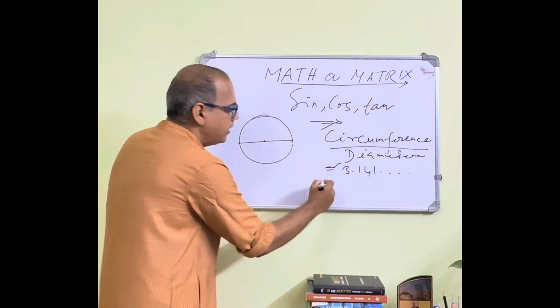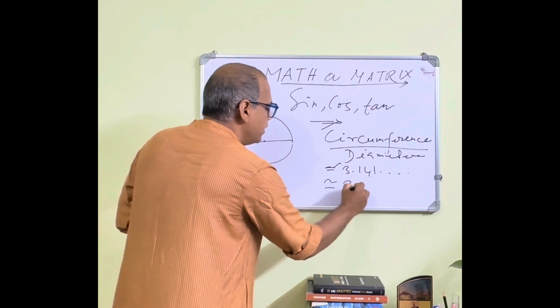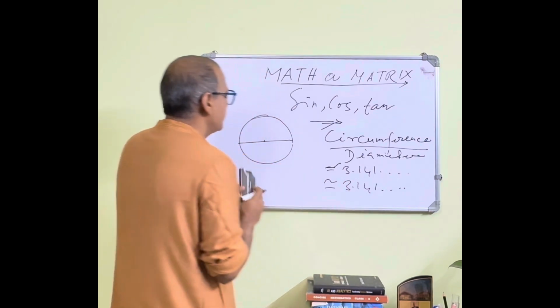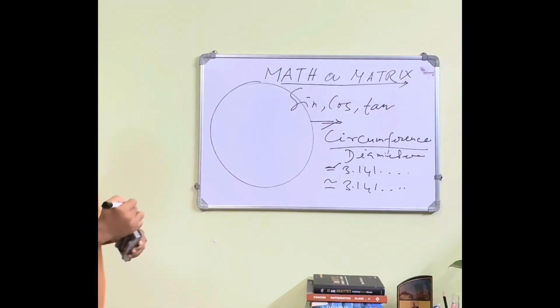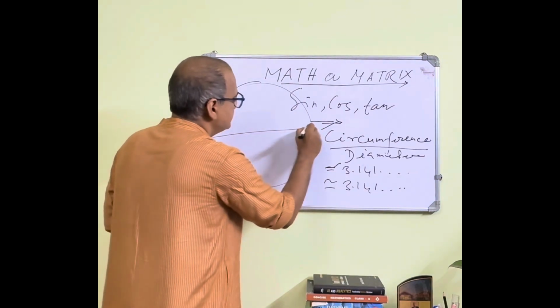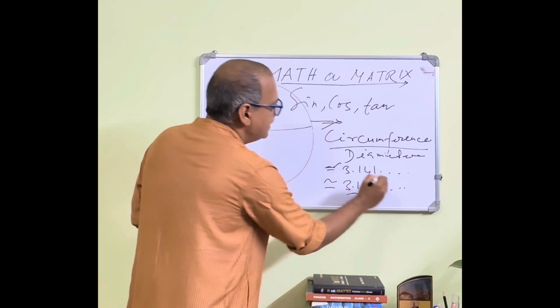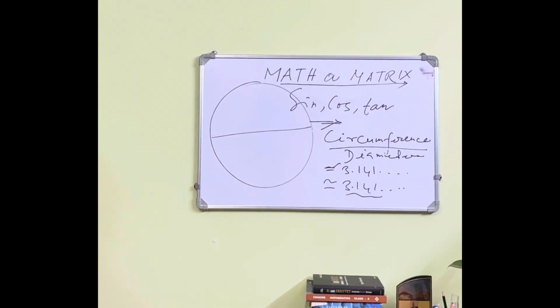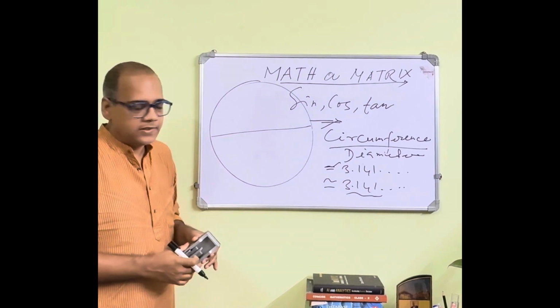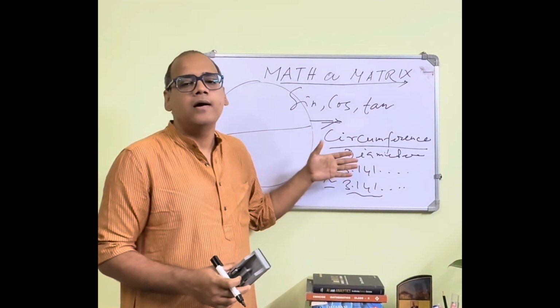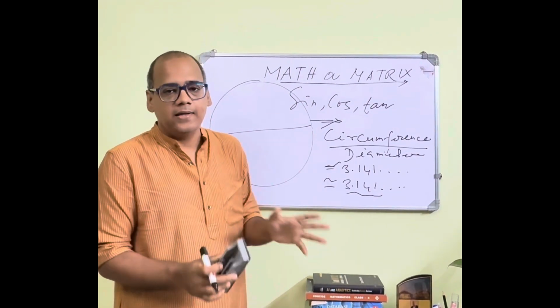Now, if you make a bit smaller one and repeat this, you'll again get 3.141. If you take an even bigger one and repeat this, you will get exactly this one. Isn't it so interesting? Irrespective of the size of the circle, this ratio remains unchanged. And this exactly is pi.